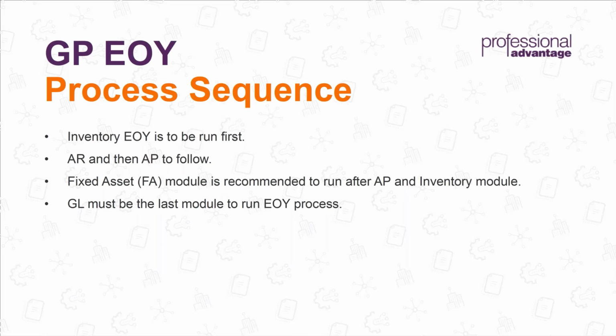So for those of you that do use the inventory module in GP, you need to remember this module needs to be closed before any other module's end of year process is run. And then after the inventory module come the AR and AP modules. Then after AP is the fixed asset module to be run. So remember, the fixed asset module is recommended to run after AP and the inventory module. Now GL is the last module to run.